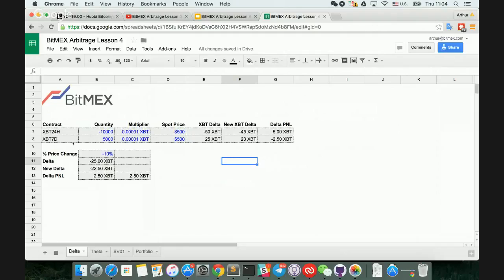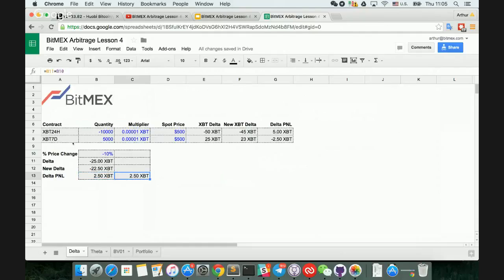I want to illustrate here the properties of delta. Let's assume that we change the price by 10% down. As you can see, our new Bitcoin delta is 45 Bitcoin short, and then 23 Bitcoin. What we're most interested in is the profit and loss attributed to the change in price. So basically subtracting new delta from old delta, and then we get our delta P&L. And here you see the aggregate number down here, 2.5 Bitcoin.